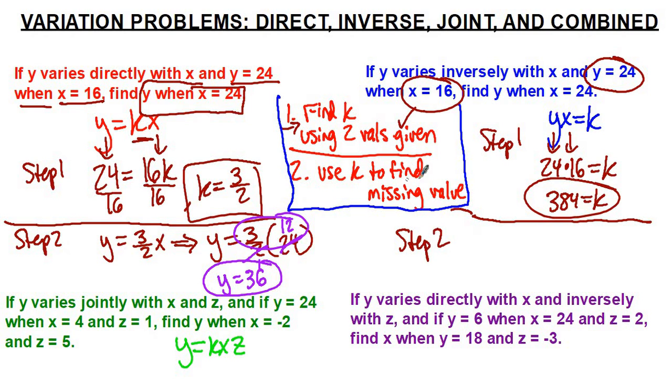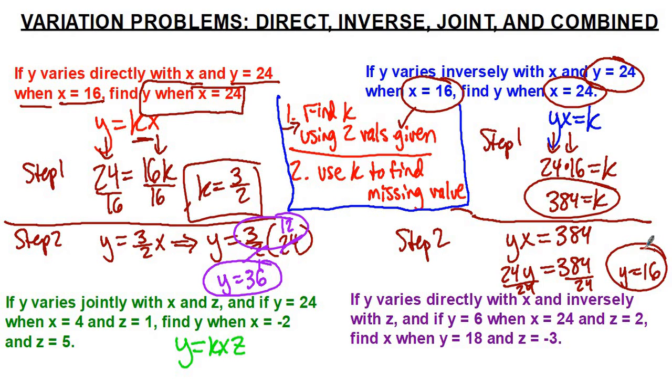So step 2 is this: use k to find the missing value. So let's go back to this original, but instead of equaling k, we know that k is 384. And then we use this other value. Now x is 24. So 24 times, we don't know y yet, 24 times y equals 384. If I divide both sides by 24, I would get y equals 16.